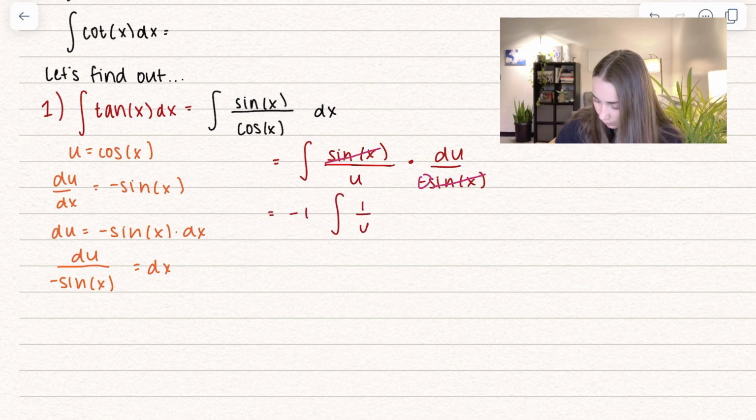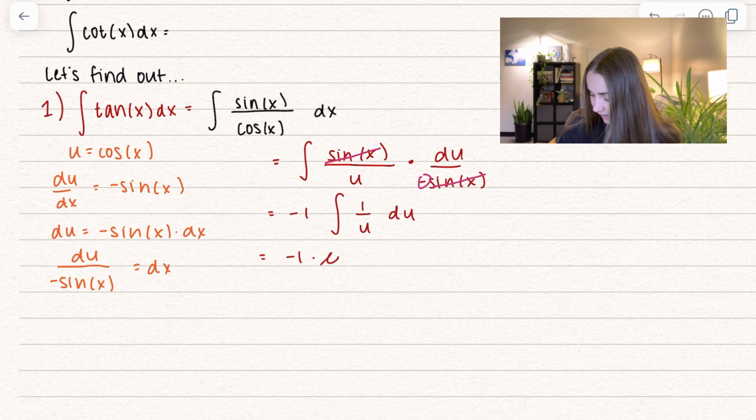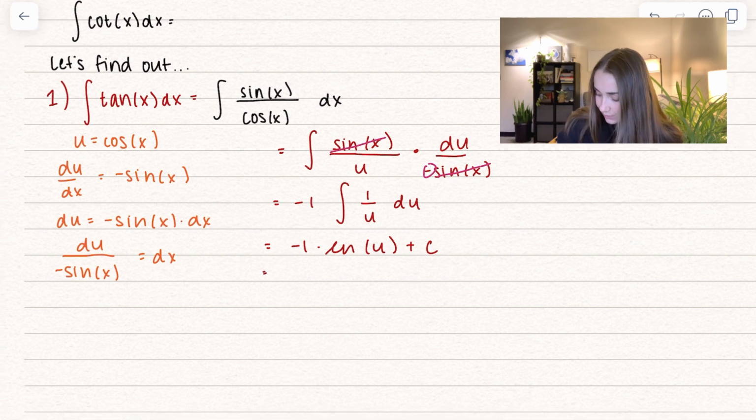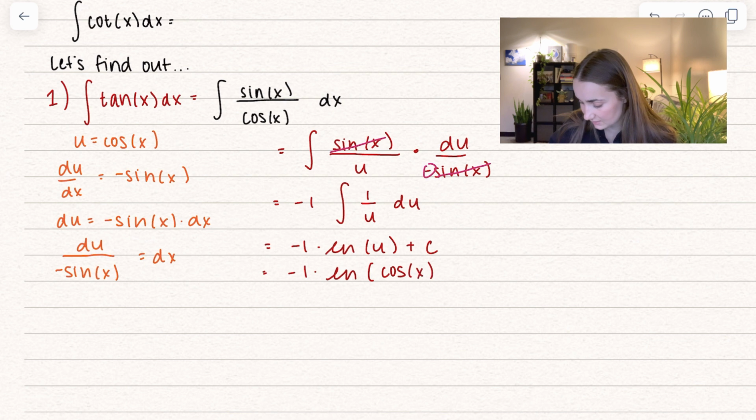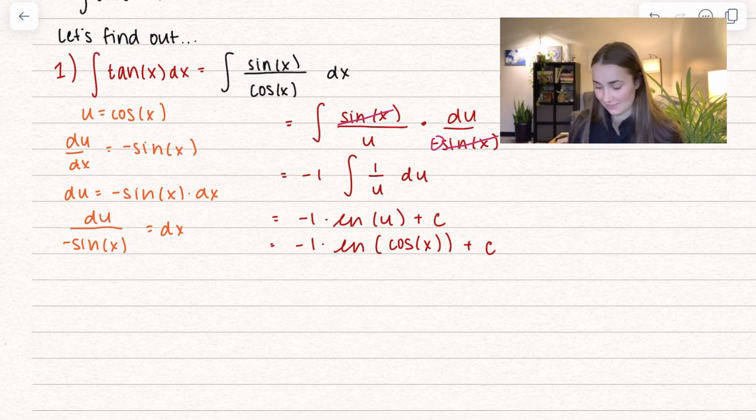And now we have 1 over u du. So this is something we can integrate, right? This becomes negative 1 times the natural log of u plus some value c. But we don't want to finish on u. We want to replace that back in. So we get negative 1 times the natural log of cosine of x plus c. And that is our solution. That's how we integrate tangent of x.